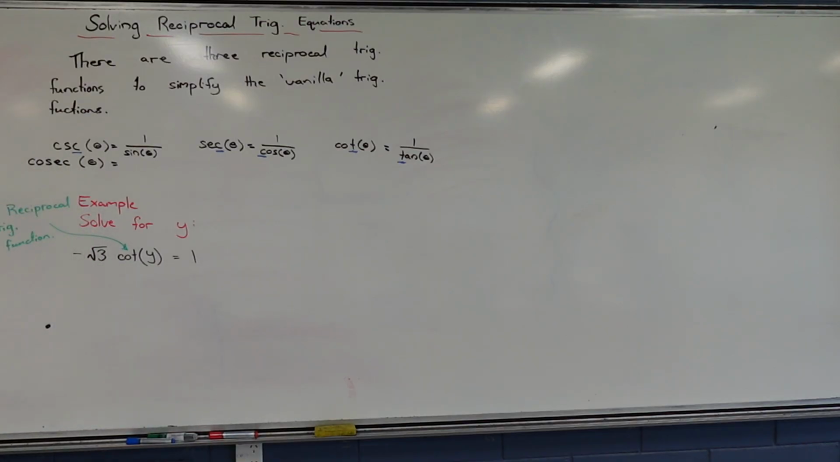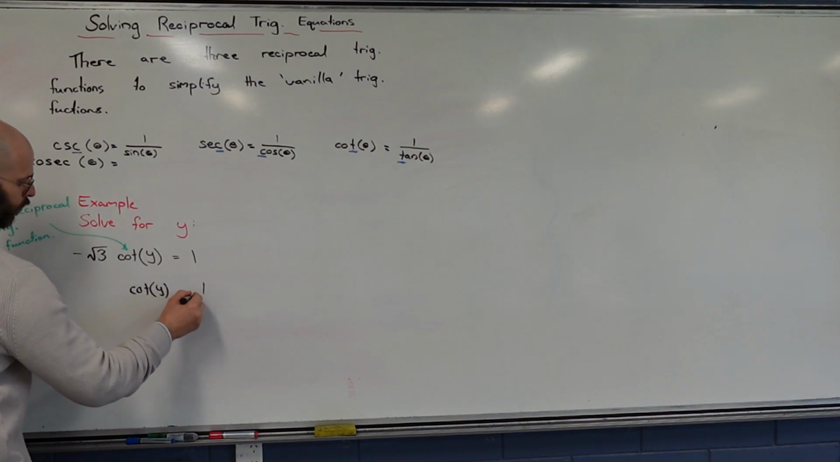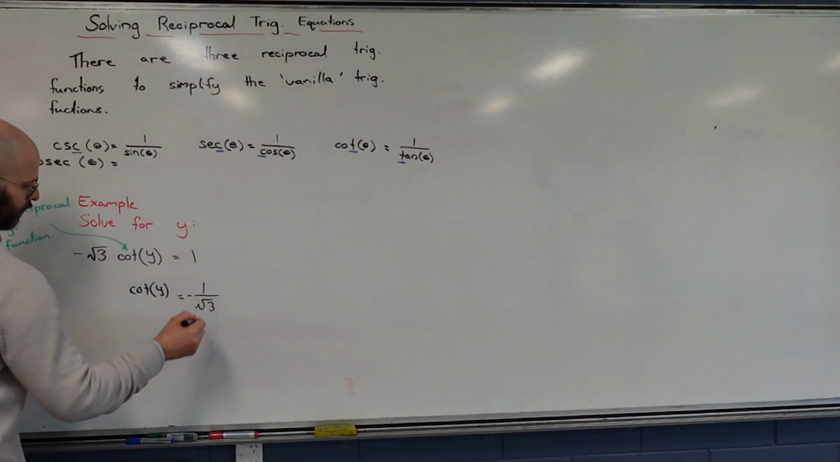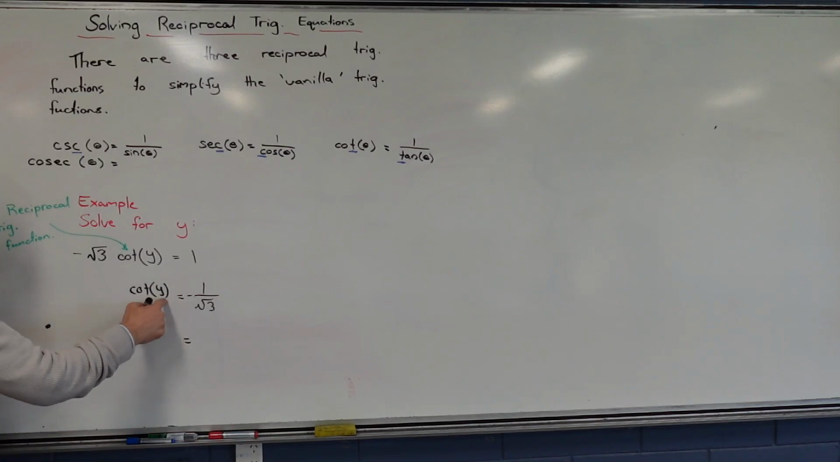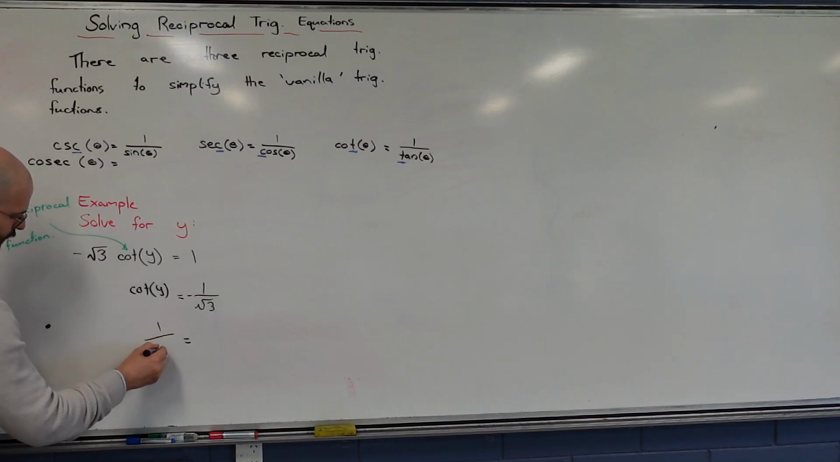Now the next question is, if we know these, how can we use them to simplify equations like this? It's reasonably straightforward. We arrange our equation in such a way that our reciprocal trig function becomes the subject. In this case, it's cot y, and then it becomes negative 1 over root 3. Then cotangent of y is simply the same as saying 1 over tan y.